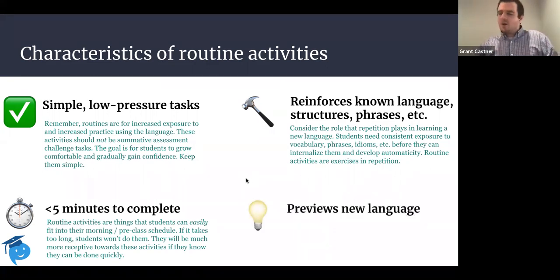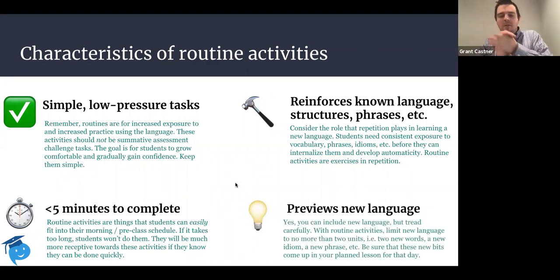Finally, previewing new language. Wait a second, Grant, didn't you just say that we're not supposed to introduce that? Well, yes, but the reason why I put this is that you could put new language in there. So say I give an oral reading, I have a text for my students to read, and then I put one new word in. I might say, okay, we're gonna learn the word tianqi today in Chinese, for example. I might put that word into their oral reading with every other word that they already know. And then when we come to class, I might say, okay, you did our routine practice this morning, you might be familiar with seeing this word. What do you think it meant? So it's getting them exposed to it before they might see it in the classroom.